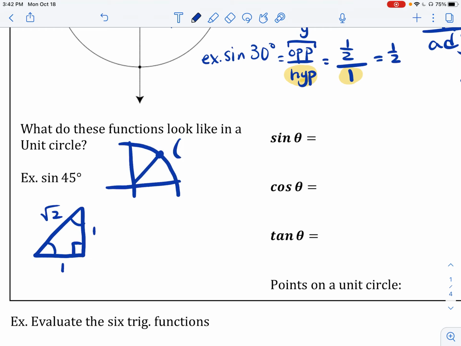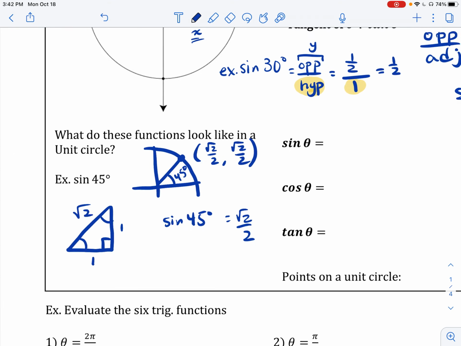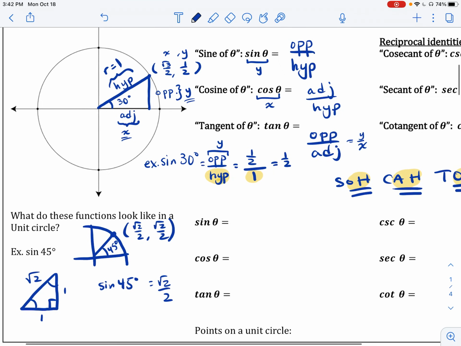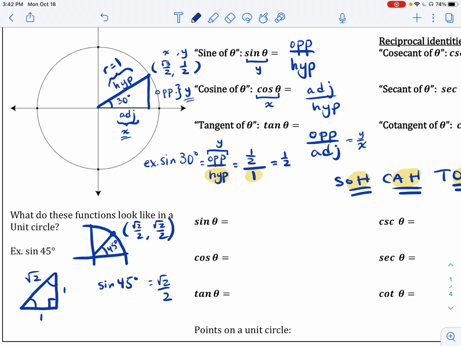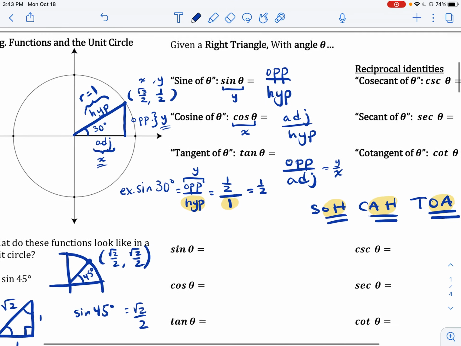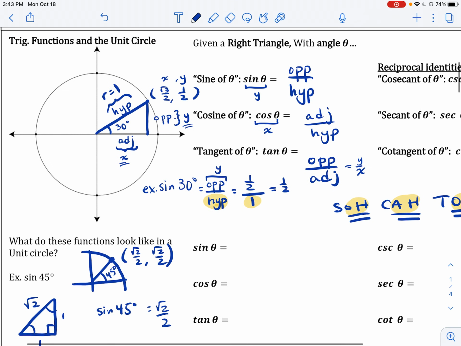At 45 degrees, my coordinates are root 2 over 2, root 2 over 2. Sine of 45 degrees is simply the y value at 45 degrees, which is just root 2 over 2. So knowing the unit circle is an incredibly powerful tool to allow us to evaluate trigonometric functions really efficiently. Okay, so these are the 6 trigonometric functions, and now we understand them in the context of the unit circle.